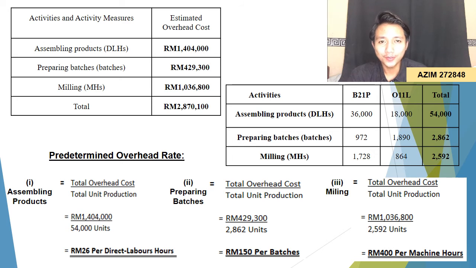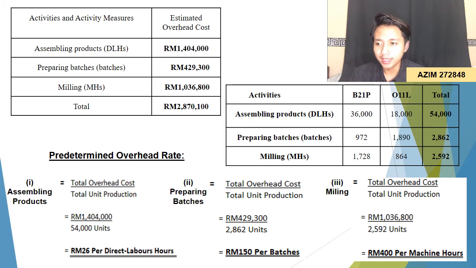So, first thing first, we need to calculate the predetermined overhead rate. As we know, the formula of the predetermined overhead rate is the total overhead cost divided by the total units of production. In this company, we have 3 departments, which are assembling products, preparing batches, and milling. So let's go through one by one.